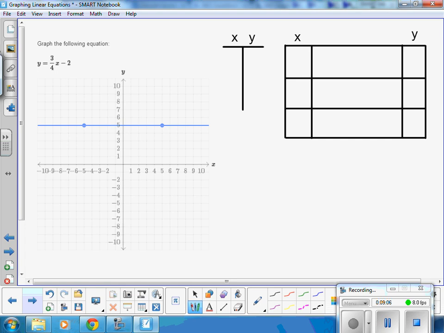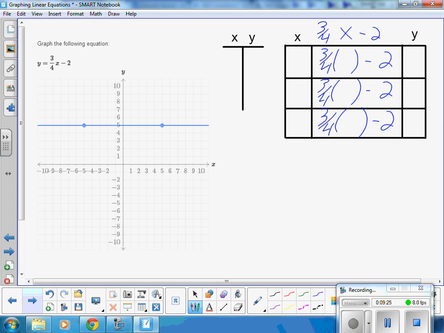Next problem, it's already written in the form 3/4 x minus 2. So it's 3/4 x minus 2. It's going to be 3/4 times something, subtract 2.